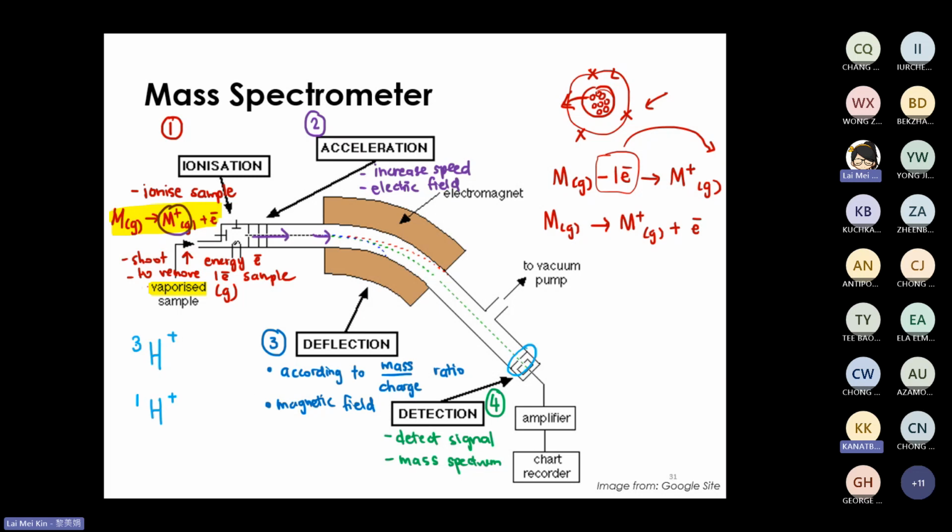What is the mass over charge for this hydrogen 3 positive? What is the mass of this? It is 3, the mass number. What is the charge of this? 1. So what is this value? 3. So what is the mass over charge for this?